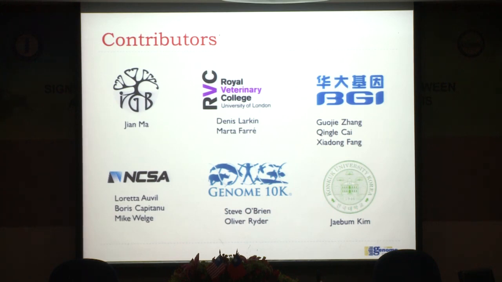Jaebum Kim, who was really the computational scientist who did the ROCCA algorithm and adapted the ROCCA algorithm for the reconstruction. So the reconstructions, the ancestral reconstructions that I showed you were done now with a modified version of the ROCCA algorithm for ancestral reconstructions. Loretta Auvil, Boris Capitanu, and Mike Welge at the National Center for Supercomputing Applications at the University of Illinois, who helped us create the Evolution Highway comparative chromosome browser, and our friends, my friend Steve O'Brien and Oliver Ryder, and those with the Genome 10K Consortium, who are really creating the voucher specimens.